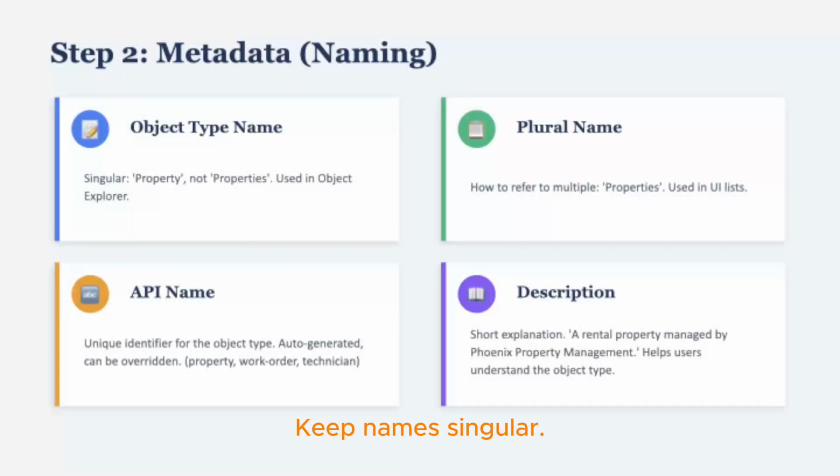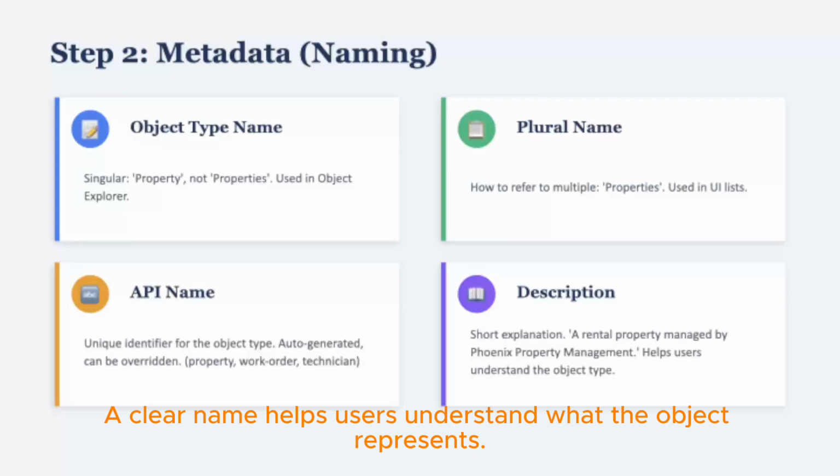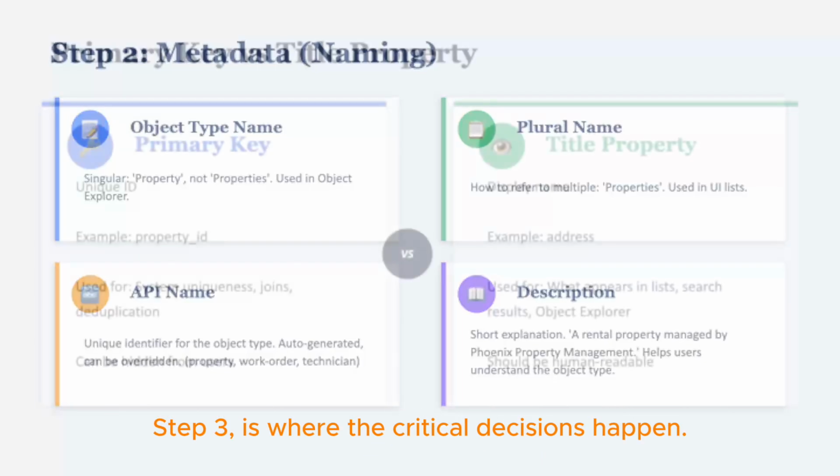Naming matters. Keep names singular. Property, not properties. The system handles pluralization. A clear name helps users understand what the object represents.